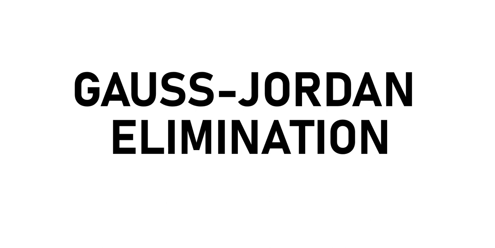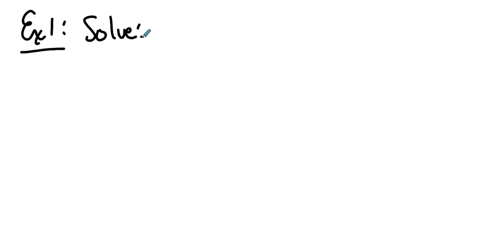All right, welcome back. In this screencast, we're going to take a look at Gauss-Jordan elimination, which, if you were paying attention in our last lesson, you really already know how to do, because we did Gauss-Jordan elimination with a 2x2 system. So let's take a look at a 3x3 system and work through the process.